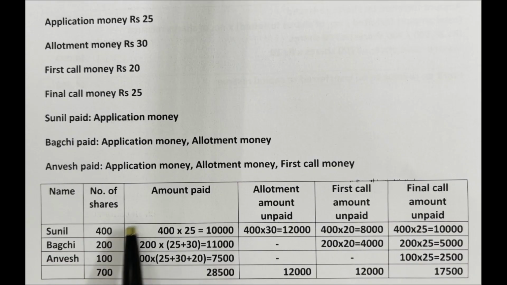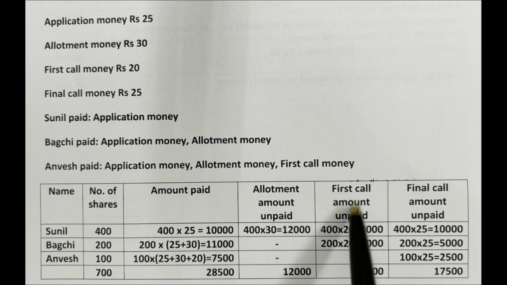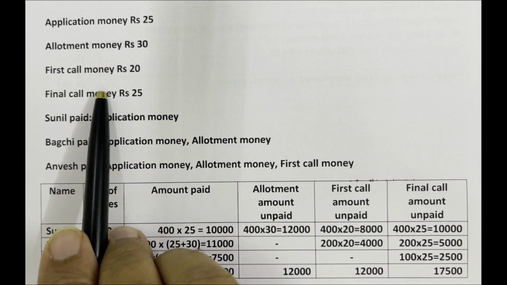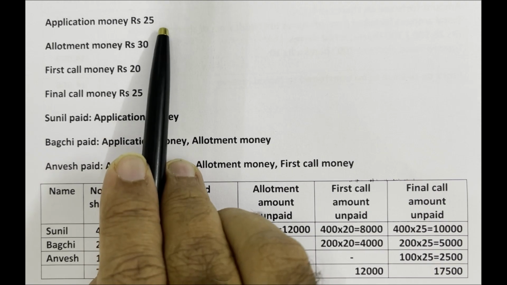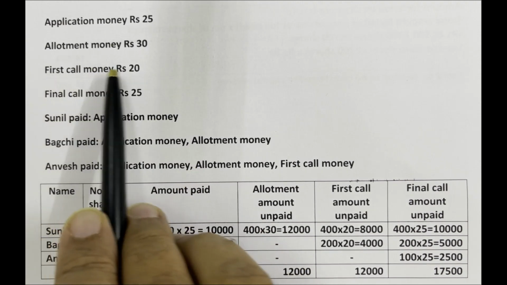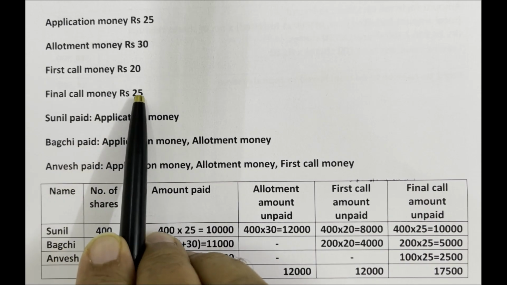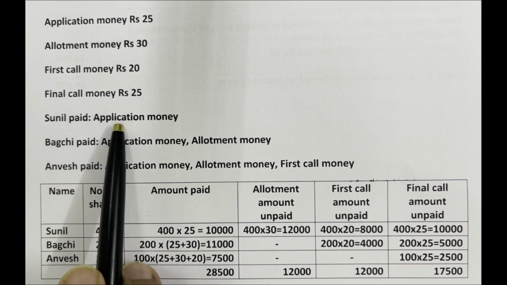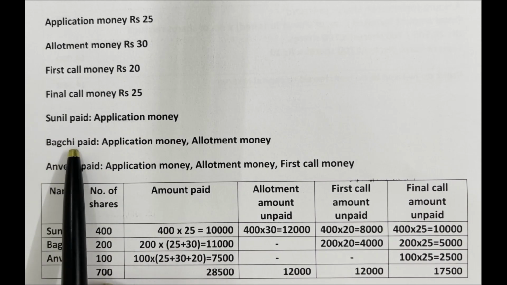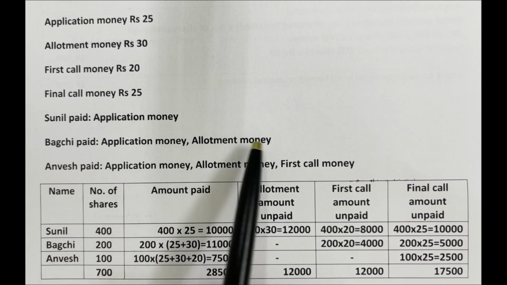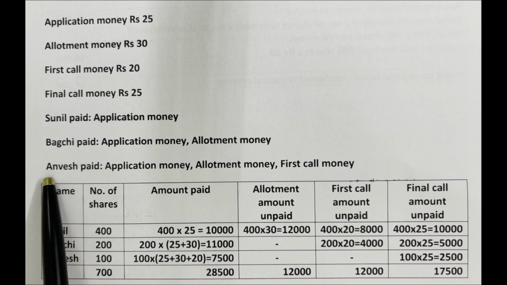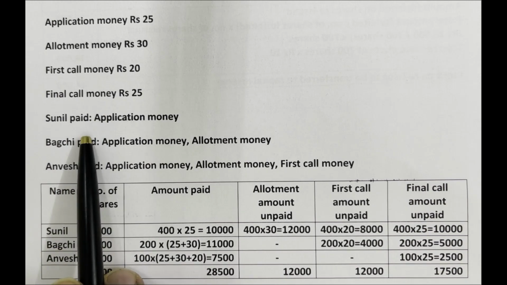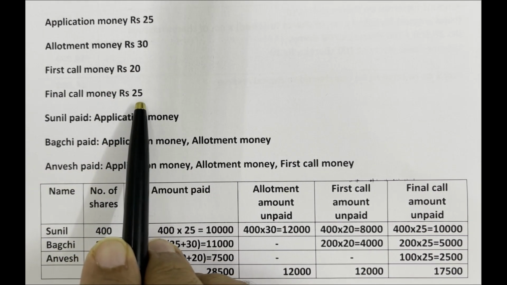On forfeited shares, how much amount came and how much amount did not come, show that information in a tabular form clearly. For that, remember these points. Application money on one share is 25 rupees, allotment money 30, first call money 20, final call money 25. 3 shareholders made default. First shareholder Sunil, he paid application money. Second shareholder Bakshi, he paid application money and allotment money. Third shareholder Anvesh, he paid application money, allotment money, first call money.